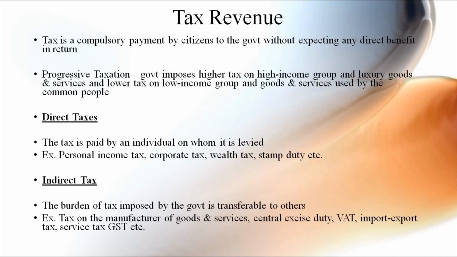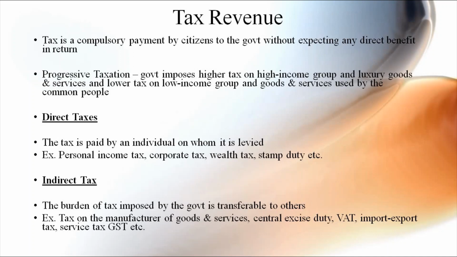And what is tax revenue? Tax revenue comes from tax. What is tax? Tax is a compulsory payment made by the citizens to the government without expecting any direct benefit in return. Whatever the citizens pay to the government is tax, but they can't expect anything directly. If we purchase something in the shop, by giving money we get some goods. Here, whatever we pay to the government, directly we will not get anything. Indirectly we get all the facilities. By using these taxes, government provides all the facilities to the people. That is the duty of the government.